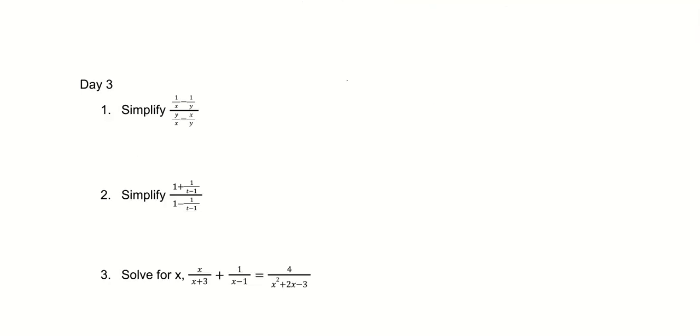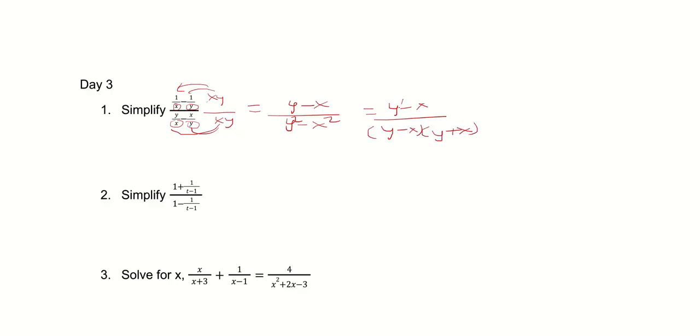For day 3 homework, let's simplify the first one by multiplying top and the bottom by the least common denominator, which is clearly xy. So you're going to distribute this. 1 over x times xy is just y. And that's going to be minus x over y over x times xy. That's just y squared. And then that's going to be minus x squared, which we can factor further. And then the y minus x terms are going to cancel, and we get 1 over y plus x.